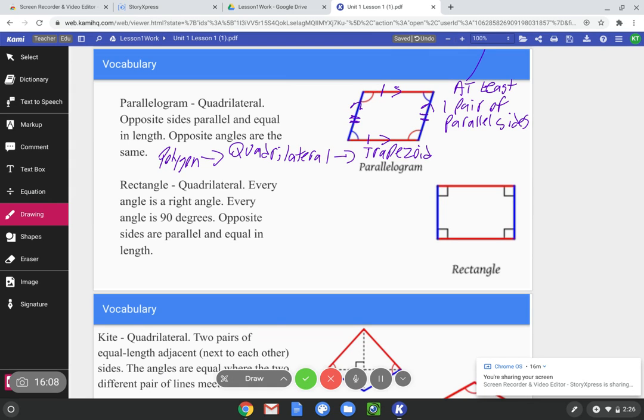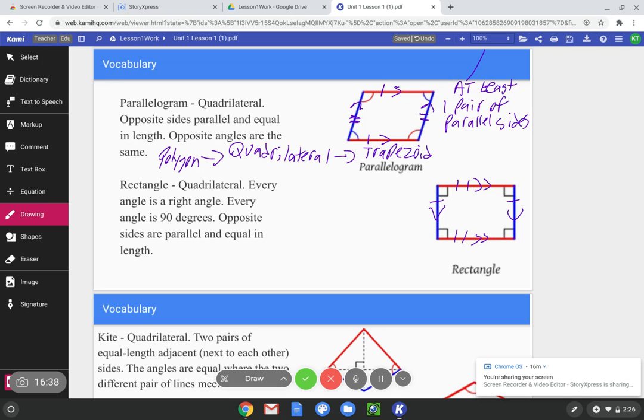Moving on, rectangle. A rectangle is a type of quadrilateral where it has four right angles. Every angle in the rectangle is 90 degrees. Boom. Opposite sides are parallel and equal in length. So the blue sides right here, congruent, congruent, parallel, parallel. The red sides, congruent, parallel.